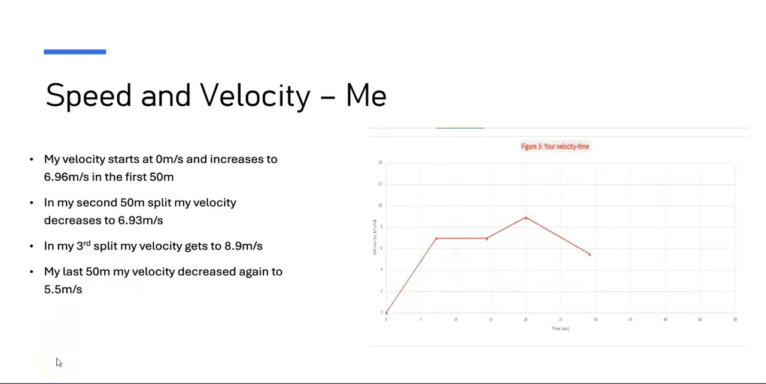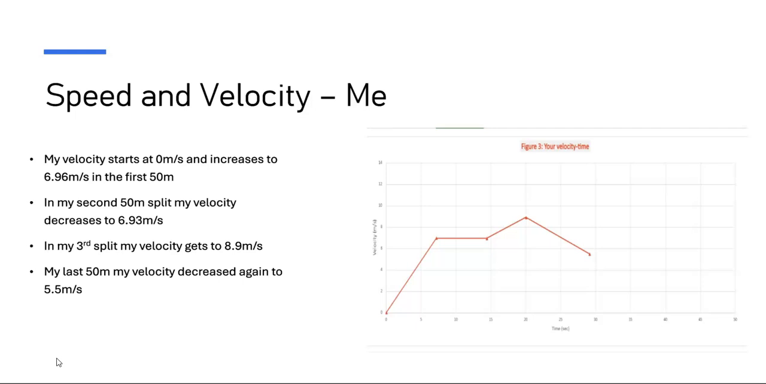My speed and velocity. My velocity starts at 0 meters per second and increases to 6.96 meters per second in the first 50 meters. In my second 50-meter split, my velocity decreased to 6.93 meters per second. This shows that I may have been trying to maintain a steady speed to preserve my energy for the rest of the run. In my third split, my velocity gets to 8.9 meters per second.